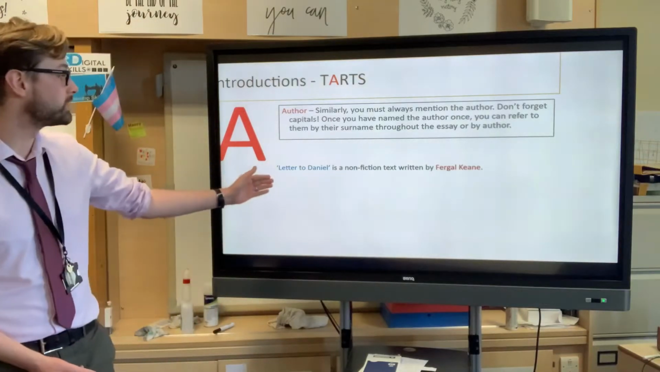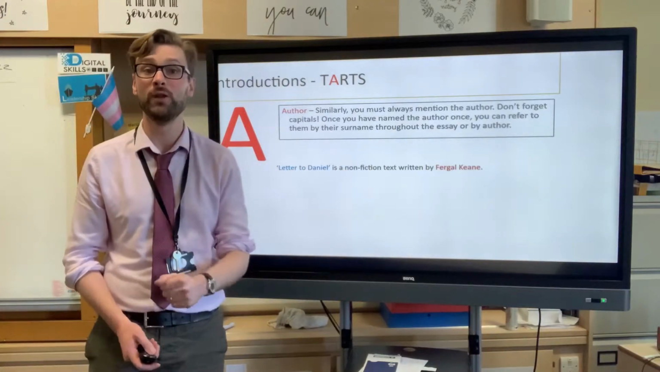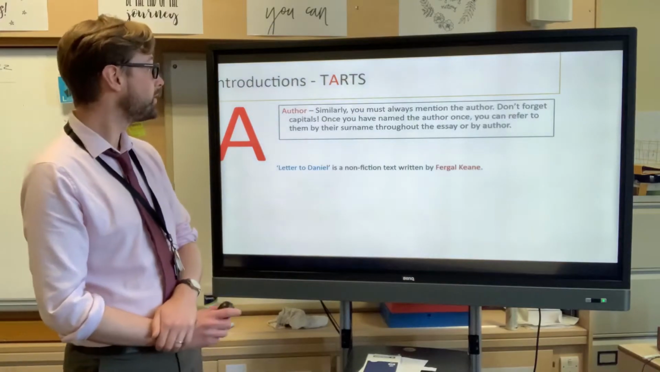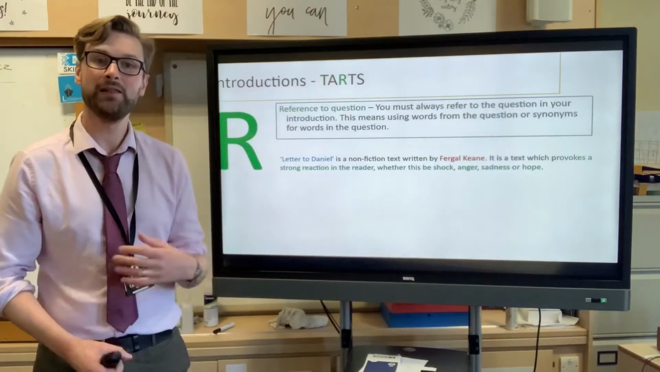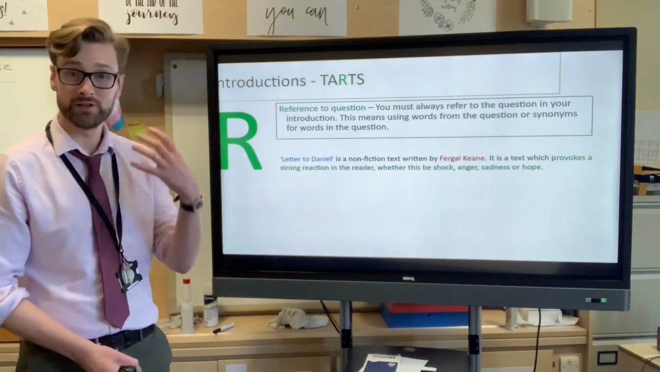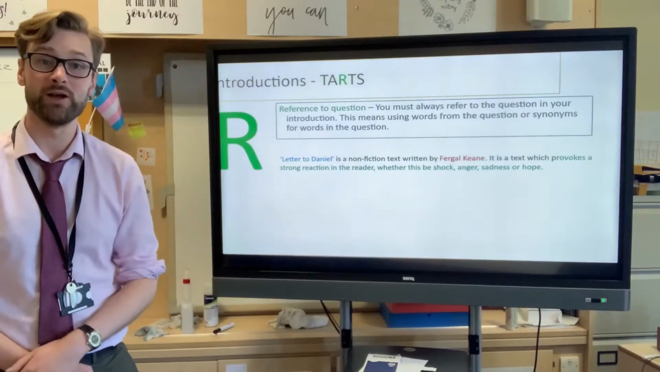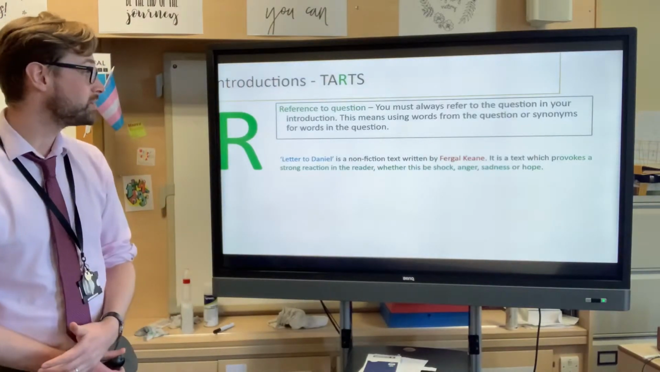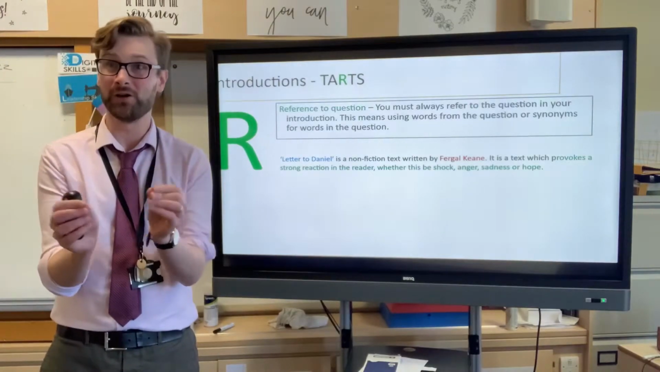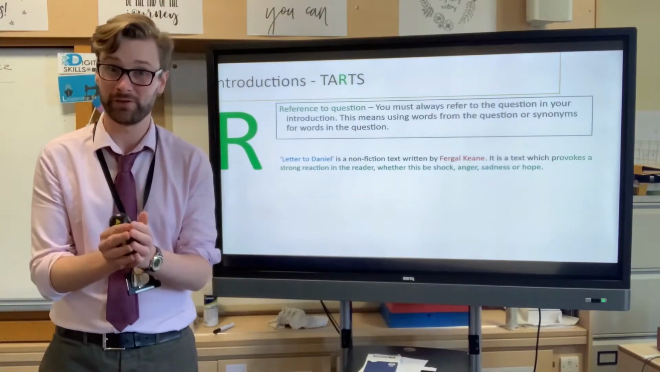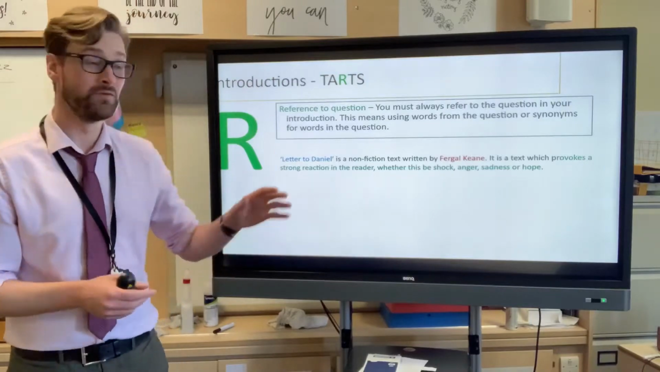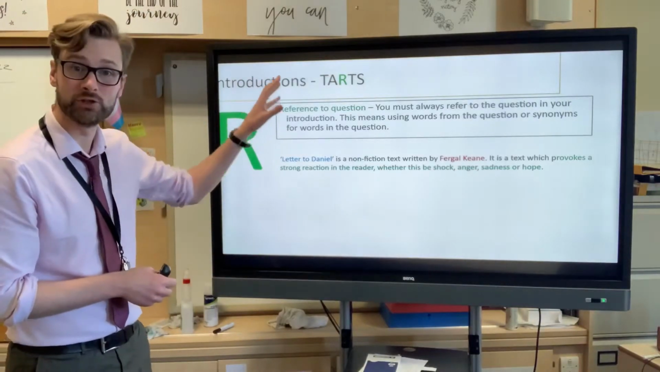So here we go. Letter to Daniel is a non-fiction text written by Fergal Keane. That then takes us on to the R. And I like to suggest that R is, much like you would be familiar with, a reference to the question. Reference to the question is the most specific part of your introduction. That's when you're tailoring it to what's in front of you. So for this question here, it's about provoking a strong reaction.